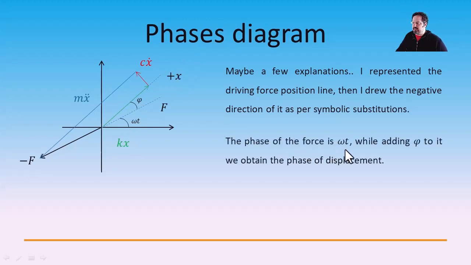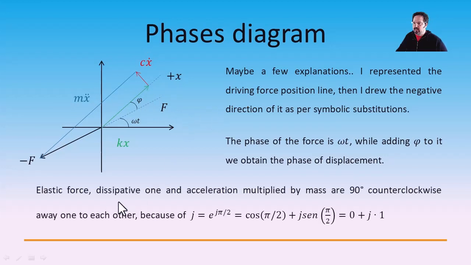The phase of the force is omega t. While adding phi to it, we obtain the phase of the displacement, and then the three forces are 90 degrees counterclockwise away one to each other because of j equals e raised to j pi over 2, which is cosine pi over 2 plus j sine pi over 2, which is equal to 0 plus j multiplied by 1, which is j.